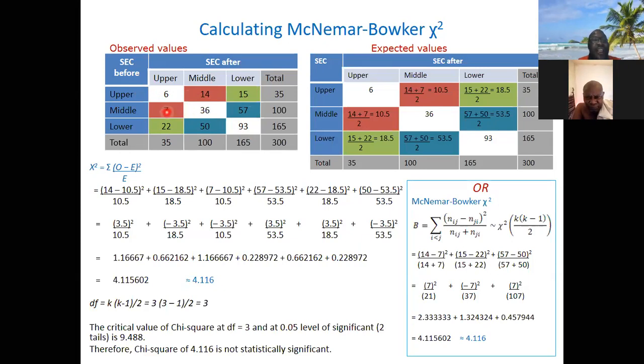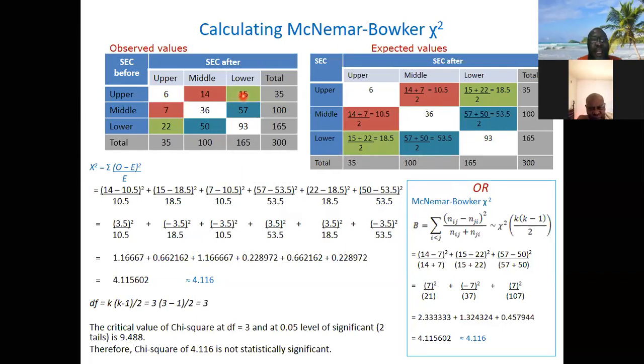This 14 is telling me upper before, it became middle after. The opposite, which is the 7, is painted the same color: people that were middle before, they became upper. So upper became middle, middle became upper. Those are a pair. The people that move from middle to upper and the people that move from upper to middle.